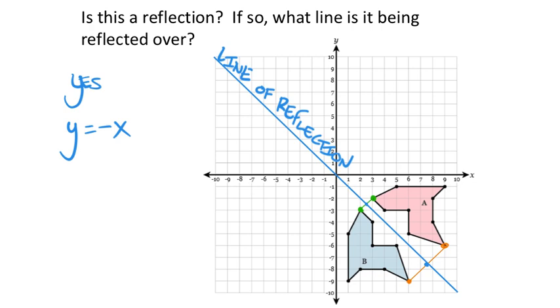Okay? And again, let's say that you wanted to go back and, for some reason, because you like drawing all these lines, you can do it with any of the corresponding points. Doesn't matter which ones you choose. The line of reflection is always halfway between a reflected pre-image point and a reflected image point.